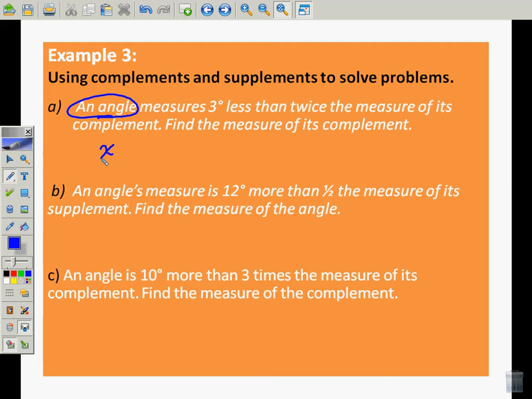So let's see what this actually means. X is 3 less than this. Okay? So it's 3 less than this. Well, what does that mean? What is this? Twice the measure of its complement. Well, what's the complement? I don't know. But I know that to find a complement, I do 90 minus my angle. So that's my complement.